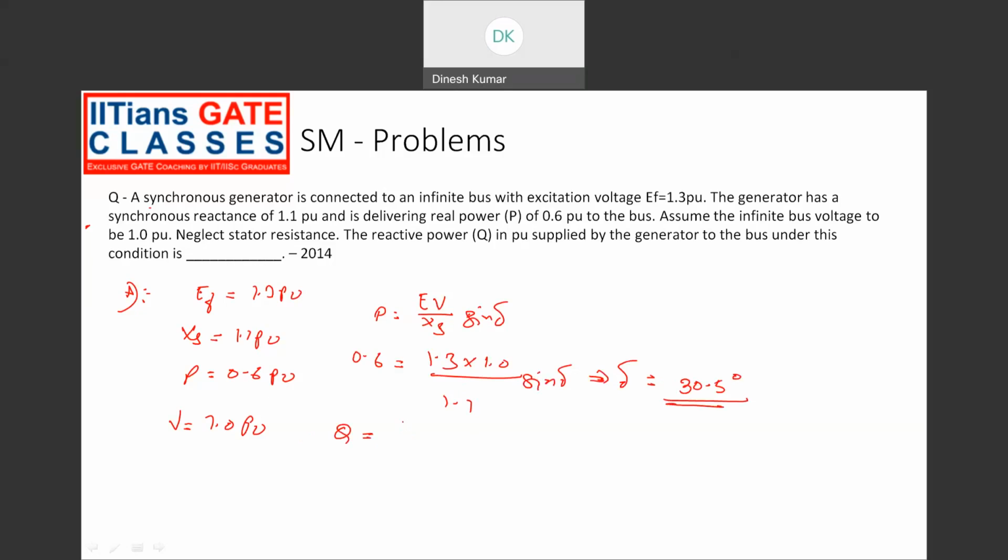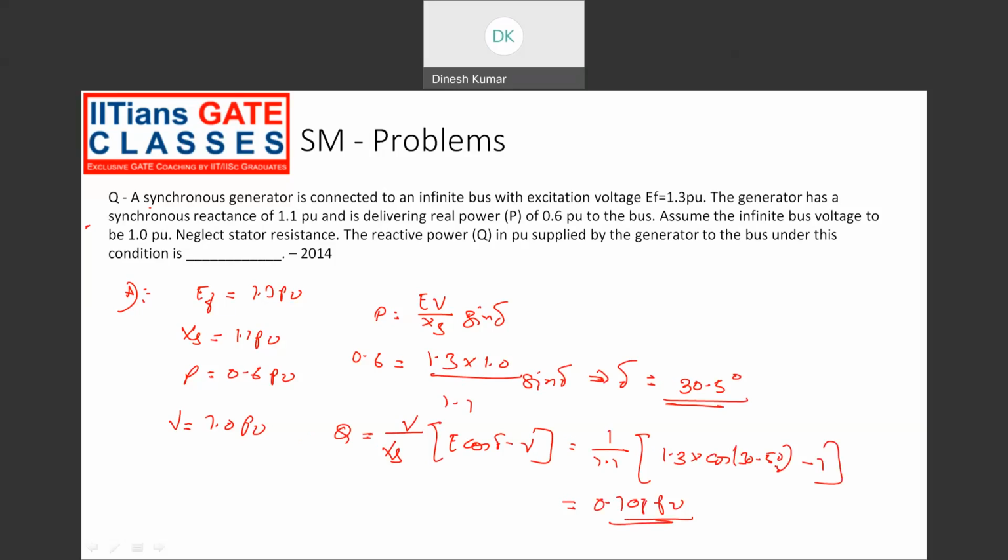Reactive power Q is given by V by XS (E cos delta minus V). It is 1 by 1.1 into (1.3 cos 30.5 degrees minus 1). So if we solve this, we'll be getting 0.108 per unit.